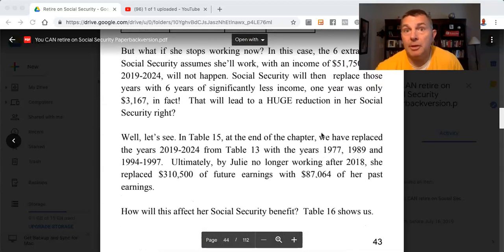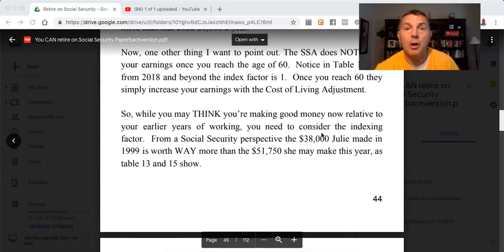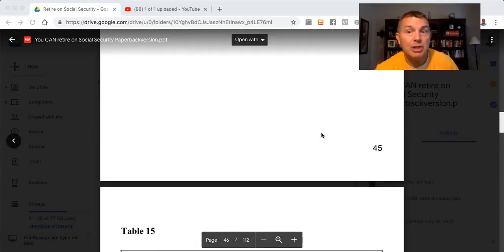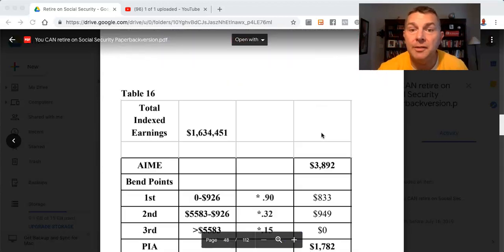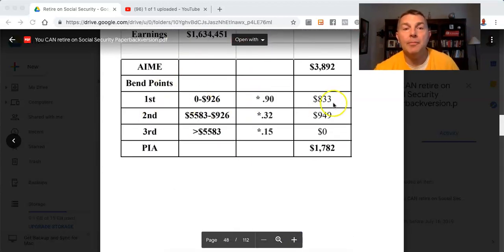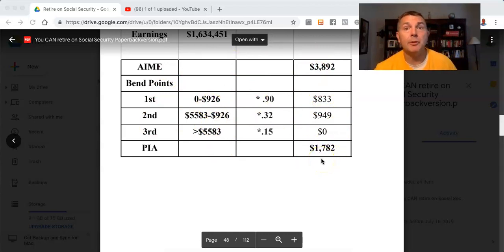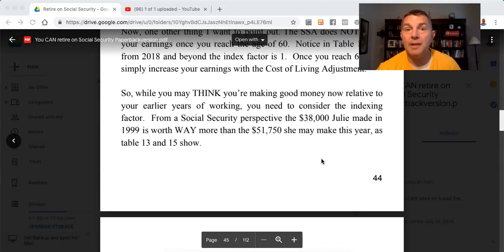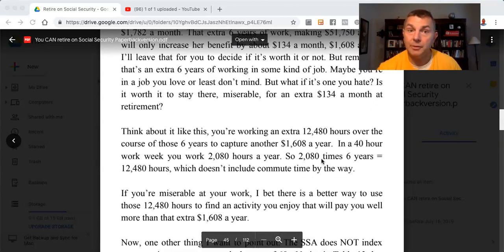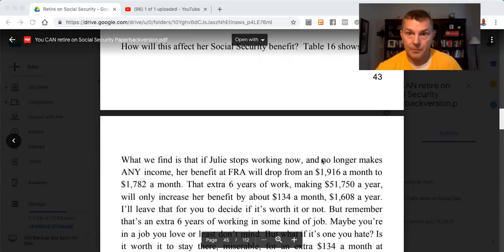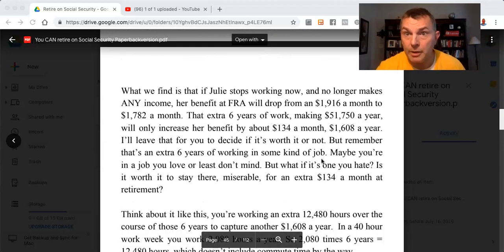So it dropped basically $550 from her AIME, but watch, it's not going to be nearly the big deal you think. After we figure out her AIME, it was 3892 and her bend points, her PIA now with not working anymore is $1,782. What was it before? $1,949. So let's keep reading. What we find is that if Julie stops working now and no longer makes any income, her benefit at FRA will drop from $1,916 a month to $1,718 a month.